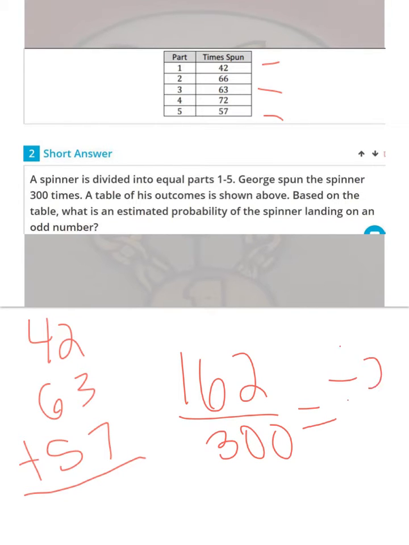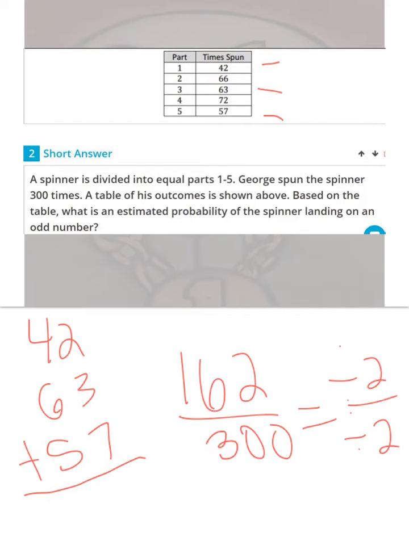Or, let's divide by 2. Both numerator and denominator. If I do that, I get 81 and 150. Well, that we're going to have to keep dividing. Let's try dividing by 3. That would give me 27 here and 50. 27 over 50 can't be simplified. So there's your final answer. Landing on an odd number.